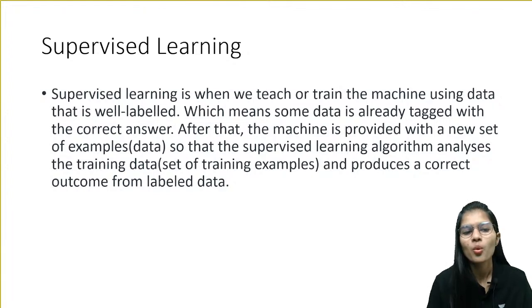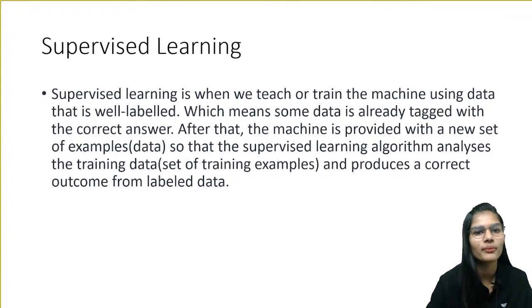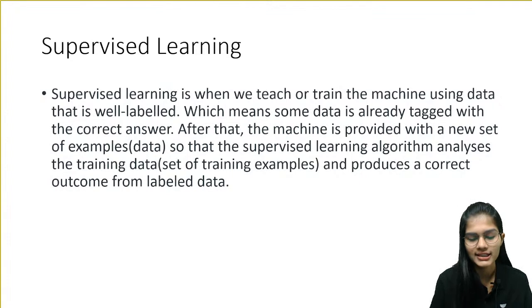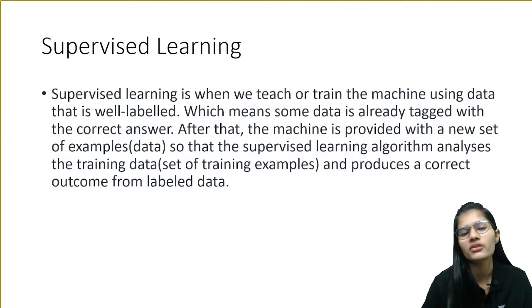Whenever you are training the machine with well labeled data, that is, data that is much better made out, where all the rows and columns are fine and everything is filled up with numbers or categories, where all the labels are present, that is where you use supervised learning to train the machine. It analyzes the training data and helps produce a correct outcome from the labeled data.